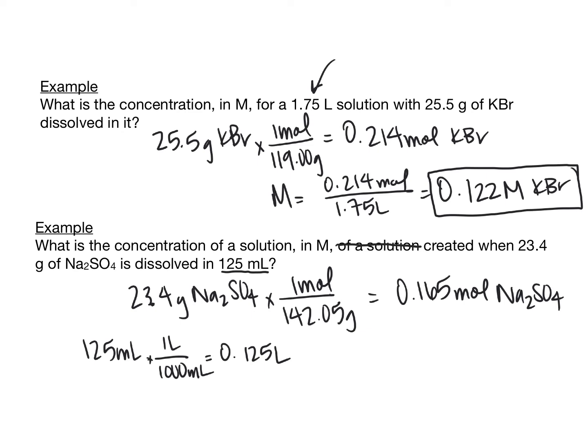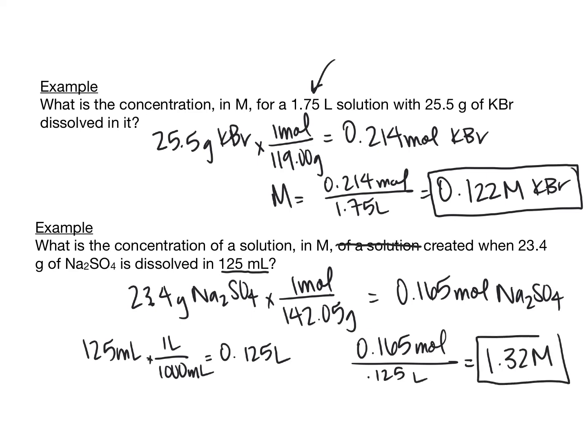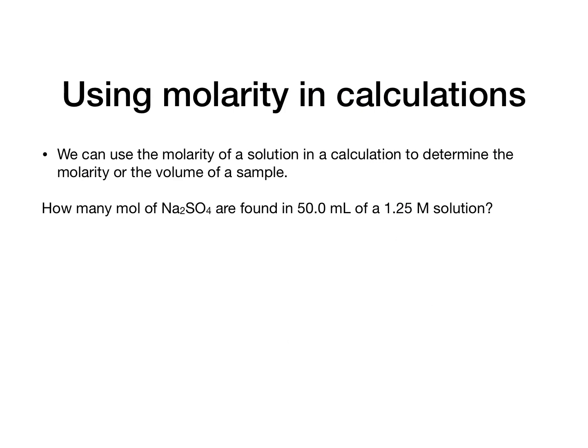So from here, we're going to divide the moles by the liters. So 0.165 moles divided by 0.125 liters, and that gives us a 1.32 molar solution that also has the correct number of significant figures. So the ability to calculate molarity is essential, but the next step is the ability to use molarity in calculations. So we can use the molarity of a solution.